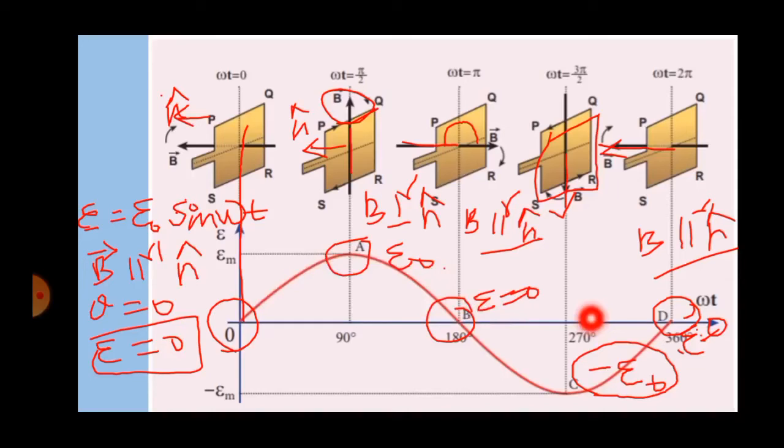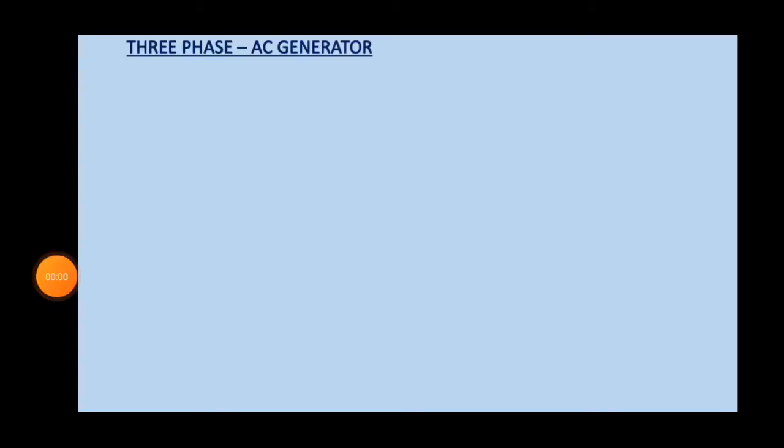So students, for this construction and working, the frequency of the induced EMF depends on the speed, that means the velocity at which the field magnet rotates. Next, we are going to talk about the three-phase AC generator.